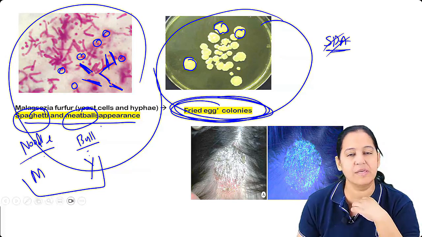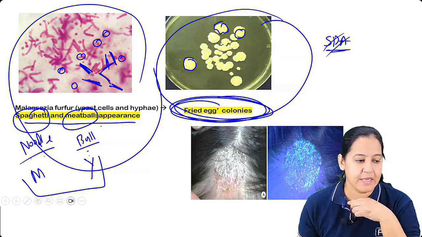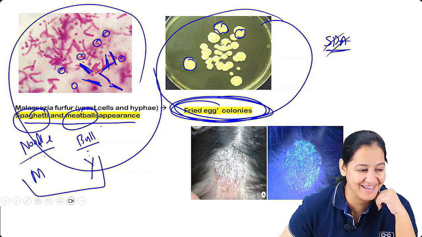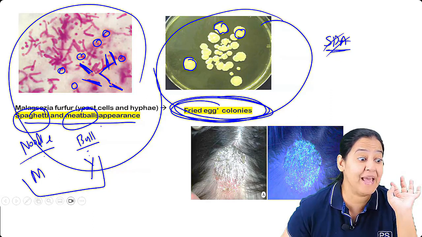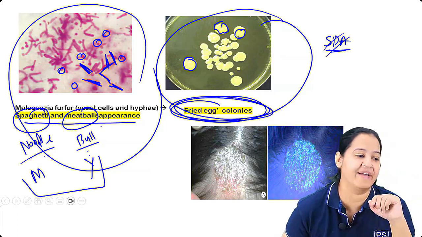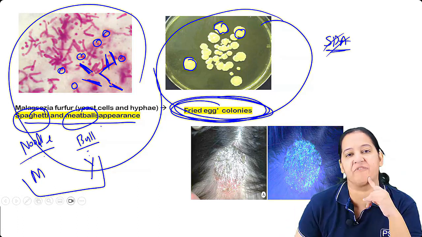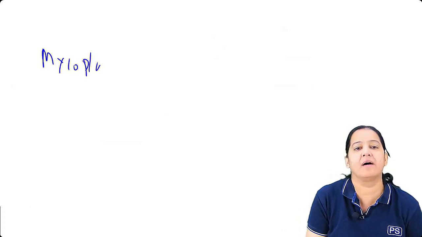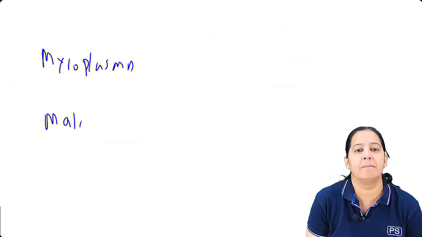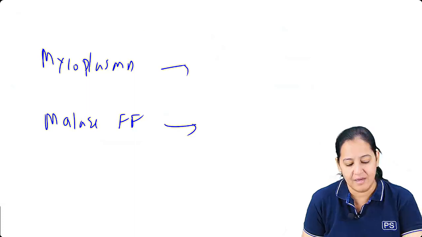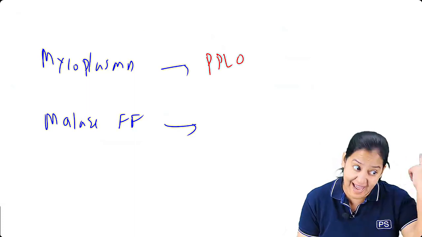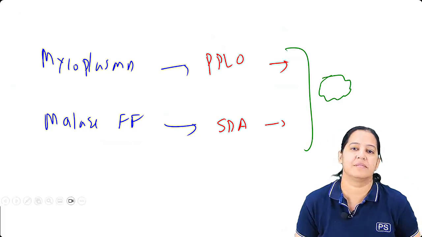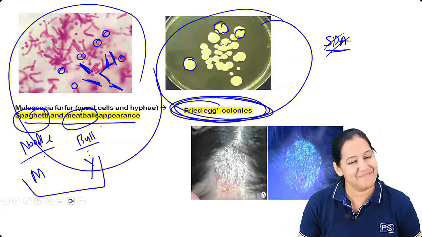In bacteriology also, yesterday I taught you one bacteria showing fried egg appearance. Can you help me with that bacteria? Mycoplasma, the bacteria which doesn't have a cell wall. The selective medium was PPLO. Mycoplasma gives fried egg on PPLO, and Malassezia furfur gives fried egg on SDA. So we have two fried egg appearances in microbiology. Number one, Mycoplasma, which is a bacteria. Number two, Malassezia furfur, which is a fungus. Mycoplasma grows on PPLO agar, a selective medium, and Malassezia on SDA agar, and both give the fried egg appearance. There are previous year questions on both, so please correlate.